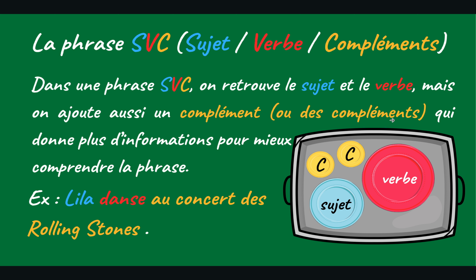But for our metaphor, imagine that you have your subject and your verb in your menu, and you want to add a beverage, you want to add a dessert. It will make your menu more complete. It's the same for the sentence. If you want to make your sentence more meaningful, give more information, or even just have a meaning, you will add complément.